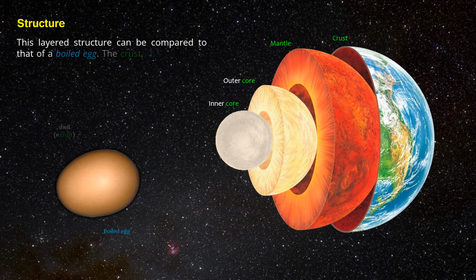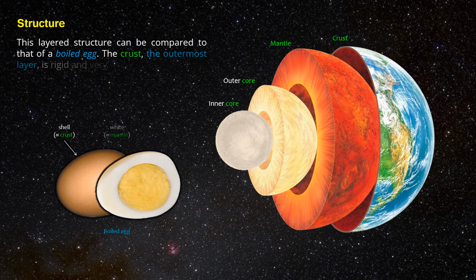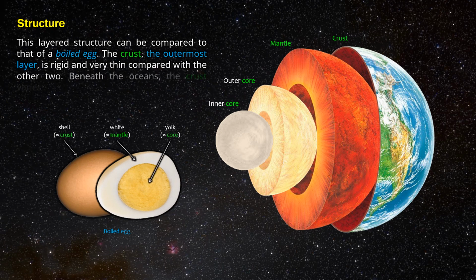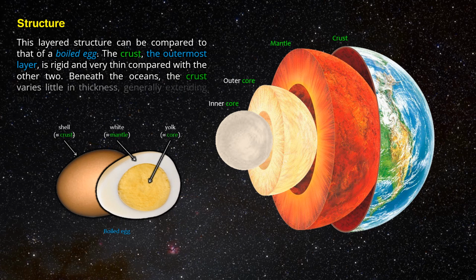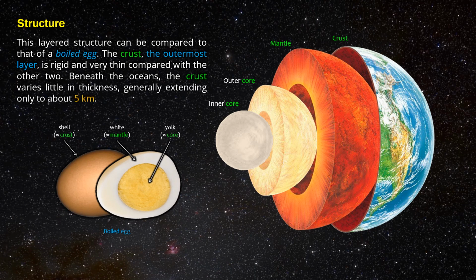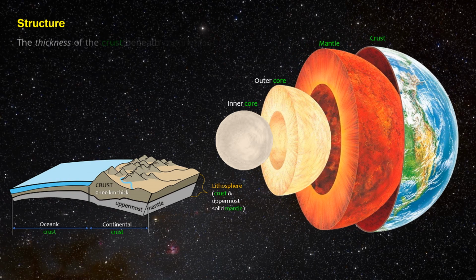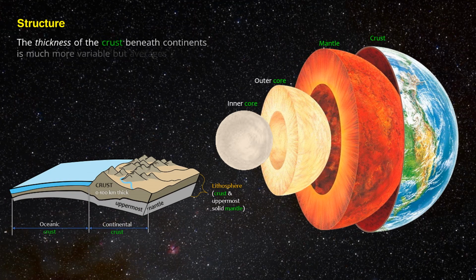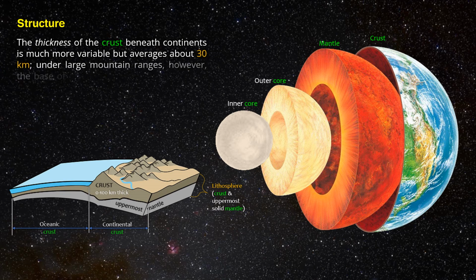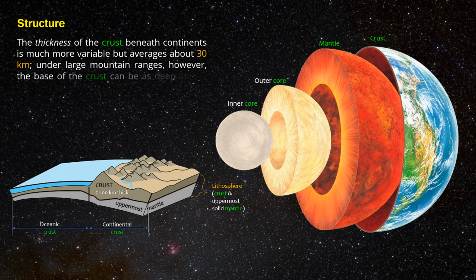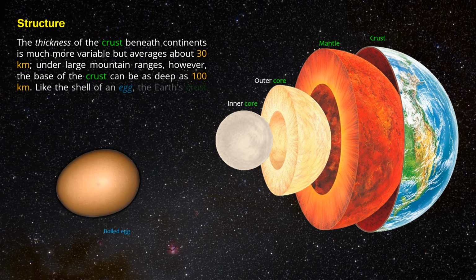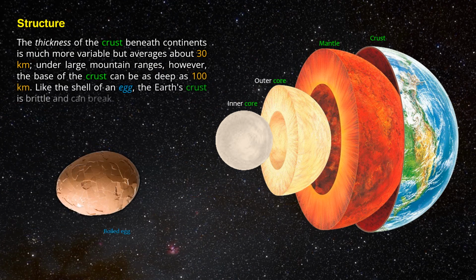The crust, the outermost layer, is rigid and very thin compared with the other two. Beneath the oceans, the crust varies little in thickness, generally extending only to about 5 kilometers. The thickness of the crust beneath continents is much more variable but averages about 30 kilometers. Under large mountain ranges, however, the base of the crust can be as deep as 100 kilometers. Like the shell of an egg, the Earth's crust is brittle and can break.